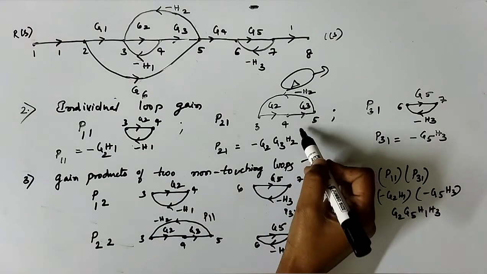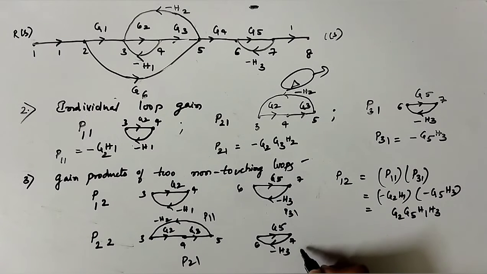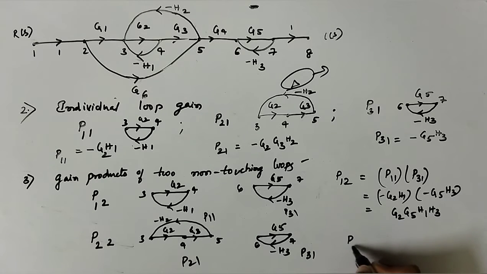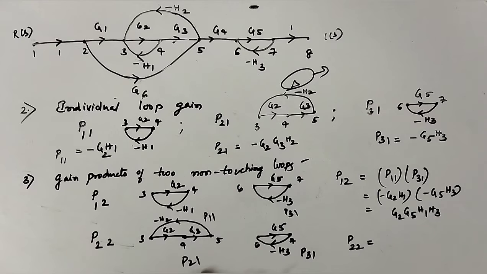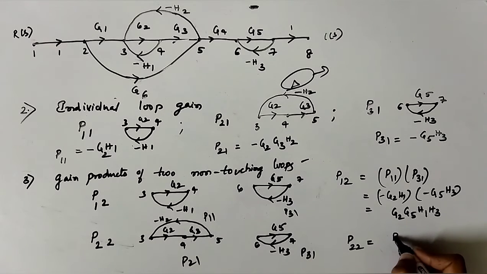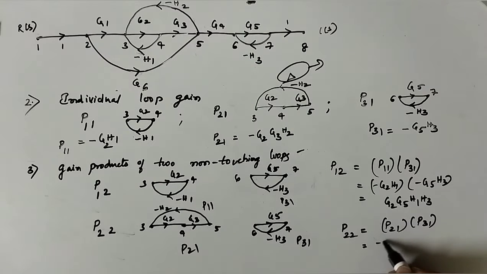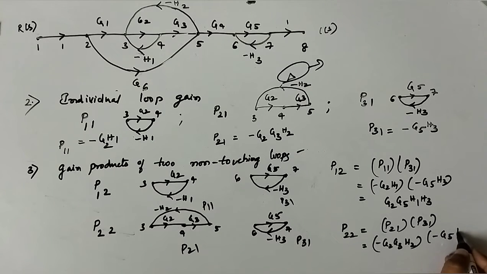So this one is P21 and this one is P31. So P22 is the gain products of these two. So P21 into P31 minus G2, G3, H2 into minus G5, H3. That would give us G2, G3, G5, H2, H3.